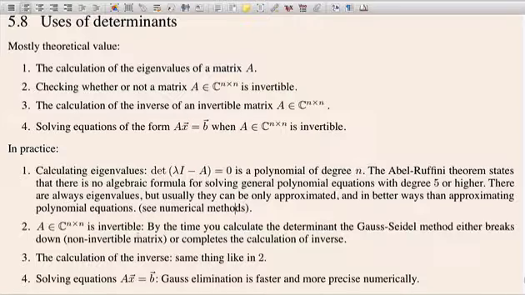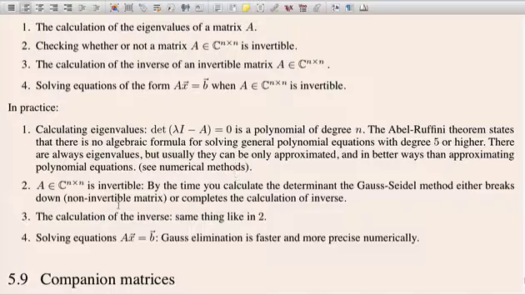About invertibility, we have a similar problem: by the time you calculate the determinant, the Gauss elimination method either breaks down, which means that the matrix is non-invertible, or you complete the calculations and you find the inverse. So Gauss elimination is better than trying to use the determinant to calculate the inverse. Actually, that's not for the Cramer rule. Solving the equations is the Cramer rule. Again, Gauss elimination is faster and more precise numerically than using the Cramer rule.